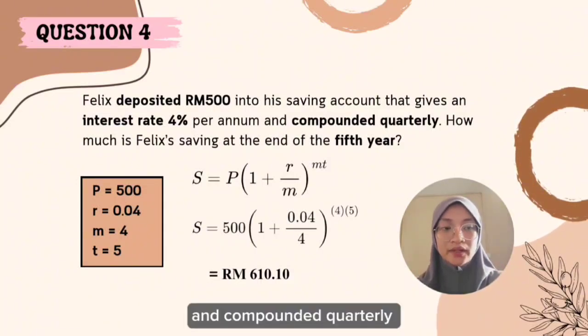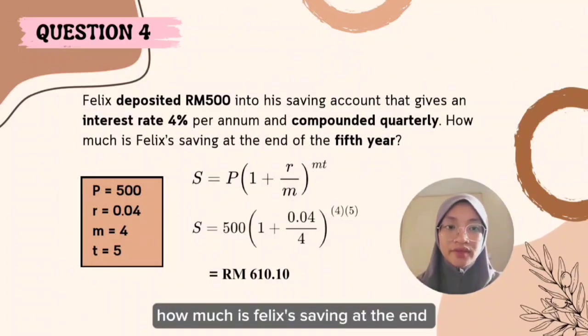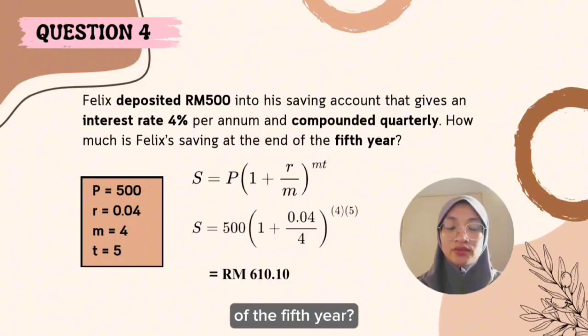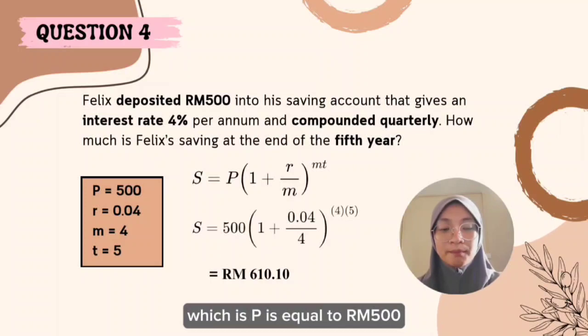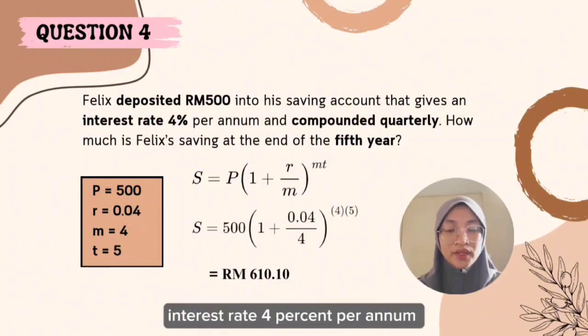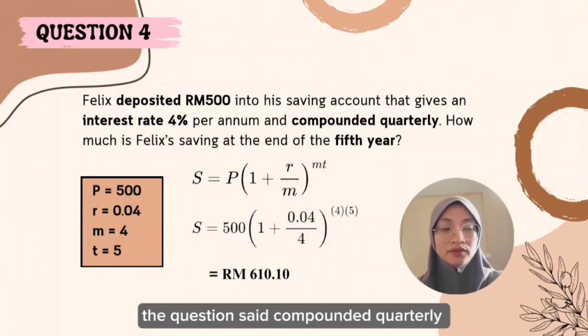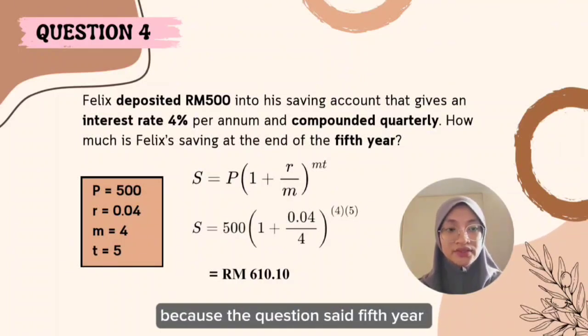Okay, lastly, for question number 4, Philip deposits RM500 into his savings account that gives an interest rate of 4% per annum, compounded quarterly. The question asks, how much is Philip's saving at the end of the 5th year? From the question, we take out all the information given: P is equal to RM500 and R is equal to 0.04, which is the interest rate of 4% per annum. The question says compounded quarterly, so our M will be 4, and T is equal to 5, because the question says the 5th year.